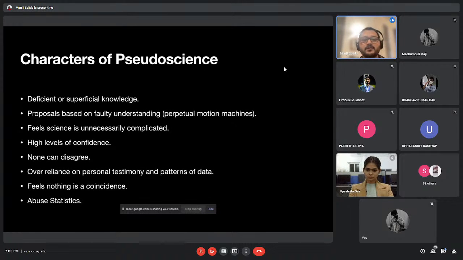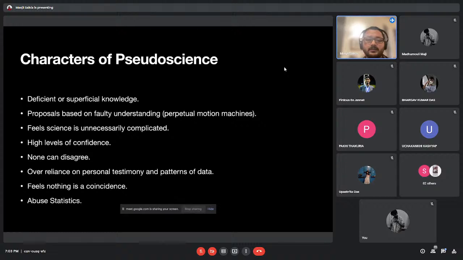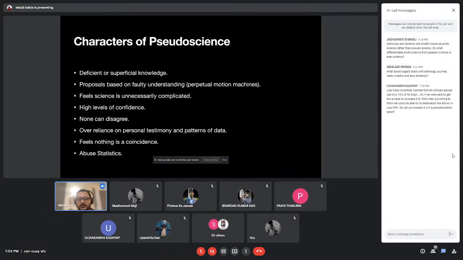Second is proposals based on faulty understanding. For example, perpetual motion machines. You know from physics that this is impossible, but you will still see people who claim that they have made such a machine. They think that science is unnecessarily complicated, and they say, okay, my theory is much easier than Einstein's theory, so it must be true because simplicity is always better than complexity. And this is completely wrong.